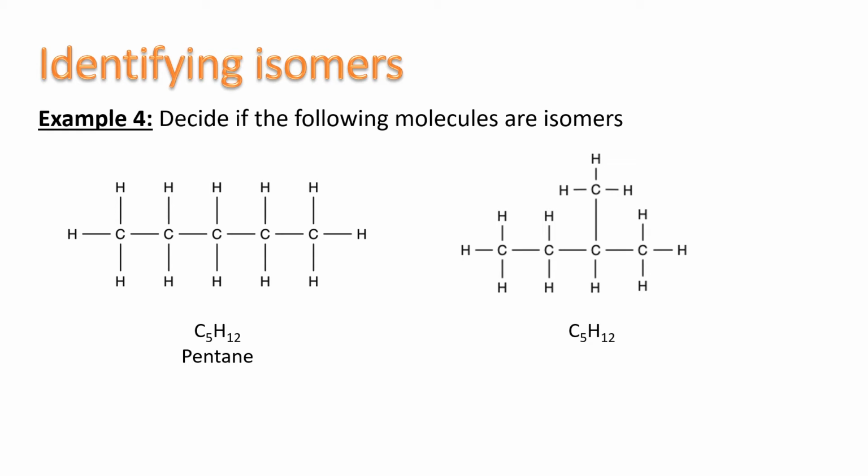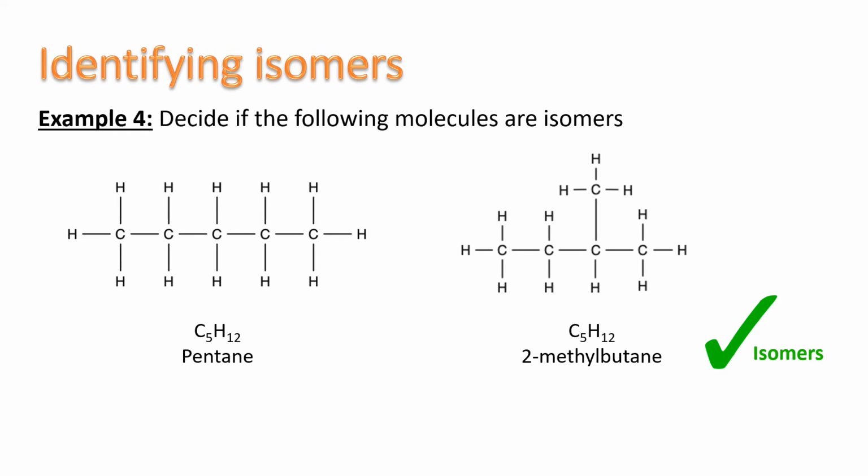On the right, we can see that there's a branch. And so if we follow our naming rules by finding the longest chain, numbering the carbons in the longest chain, we should work out that the name of this is 2-methylbutane. So we can see we've got the same molecular formula, but the structures are different. On the left, we've got a straight chain alkane. On the right, we've got a branched alkane, and we can see that from the names. So again, we have a pair of isomers here.